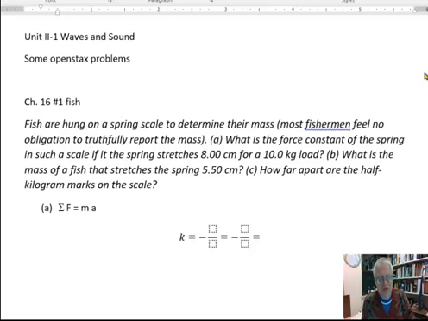What is the force constant of the spring of such a scale, if the spring stretches for this much load? What is the mass of a fish that stretches the spring this much, and how far apart are the half-kilogram marks on the scale? Okay, so let's get started.